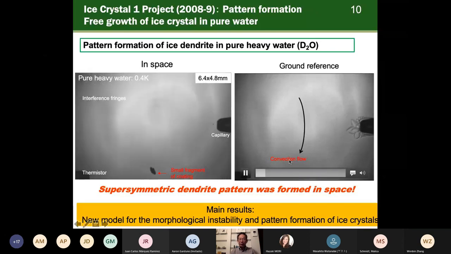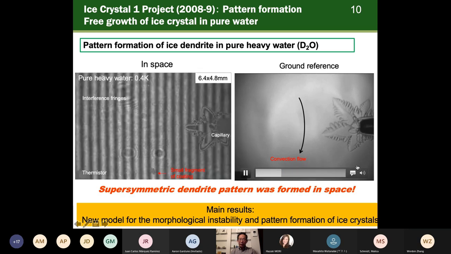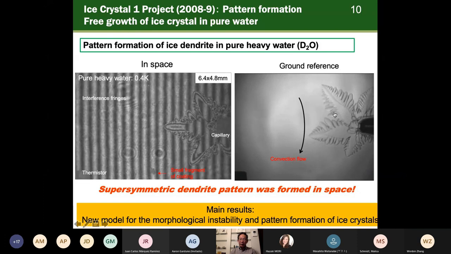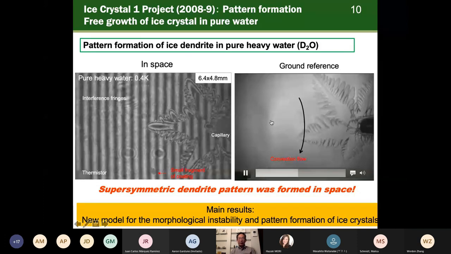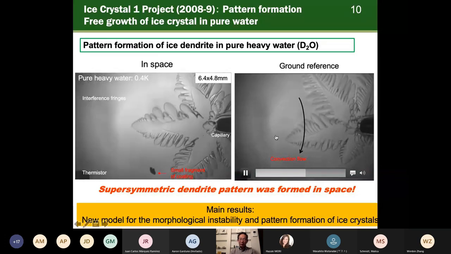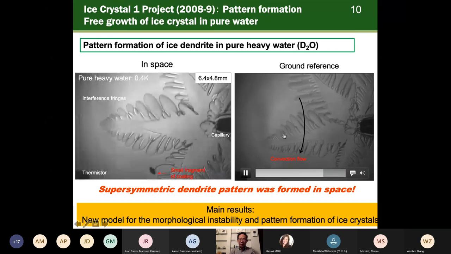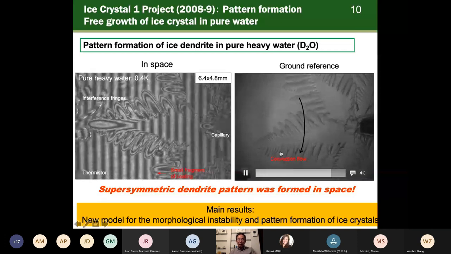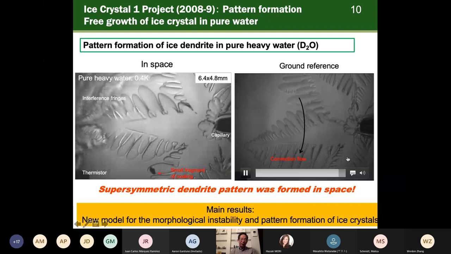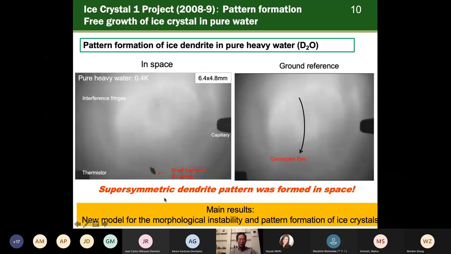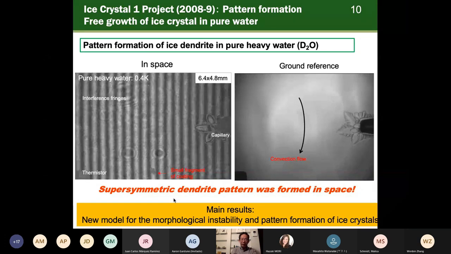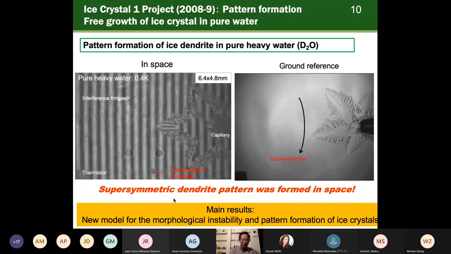However, this is a ground reference experiment carried out before the launch, using the same experimental setup. In this case, convection flow occurs in the growth cell, so you can find that the crystal is not so symmetric. There are long dendrite arms and also short arms. You can see a complete difference between the space experiments and the ground experiments. This is a nice demonstration of microgravity experiments in space.